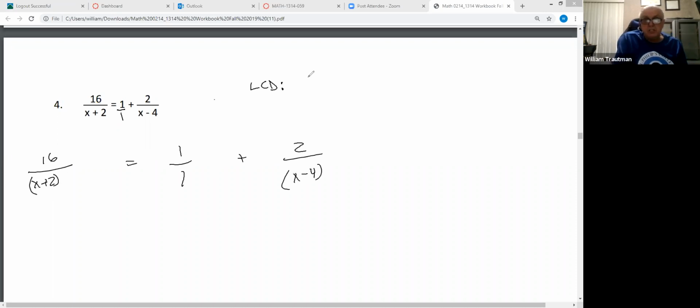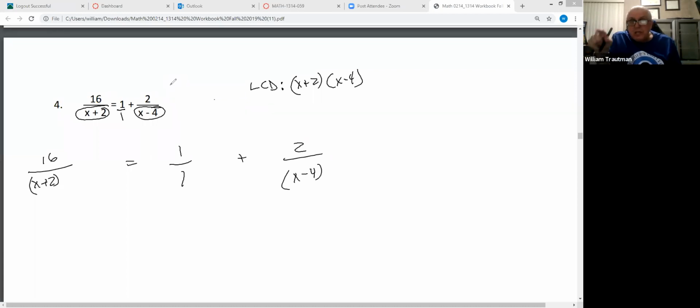LCD, did you get x plus 2, x minus 4? Do you see? Here's a bottom, x plus 2. Here's a bottom, x minus 4. That's your LCD. That's the LCD. Everybody okay with that? Because you got to be able to do that.